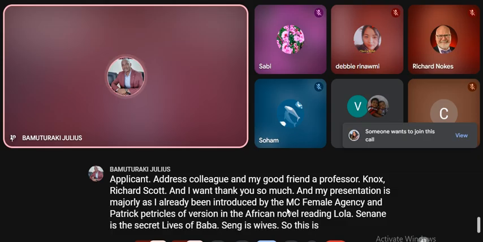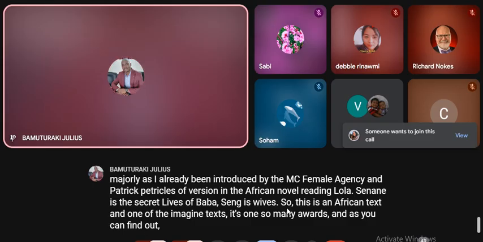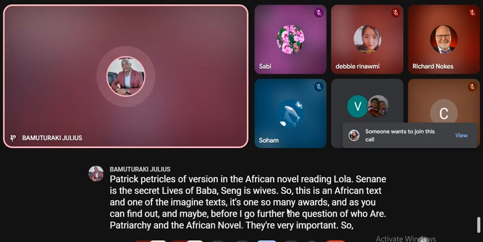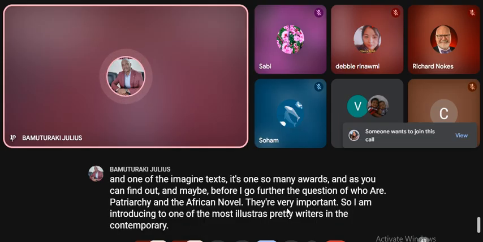This is an African text and one of the emerging texts. It has won so many awards, as we're going to find out. Before I go further, the question of patriarchy and the African novel is very, very important. So I am introducing one of the most illustrious creative writers in the contemporary African literary tradition, the Nigerian Lola Shoneyin.